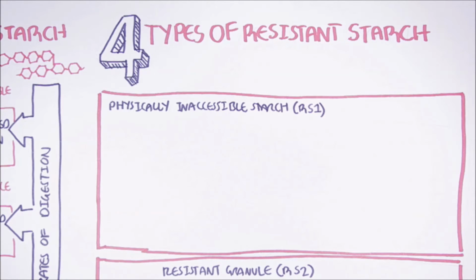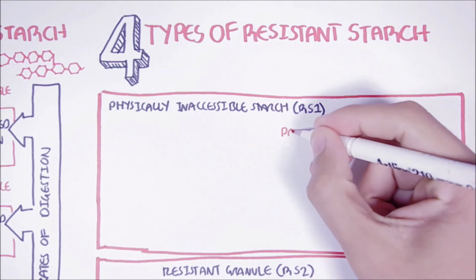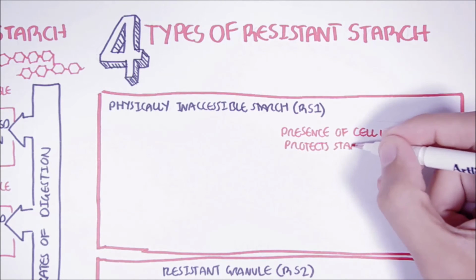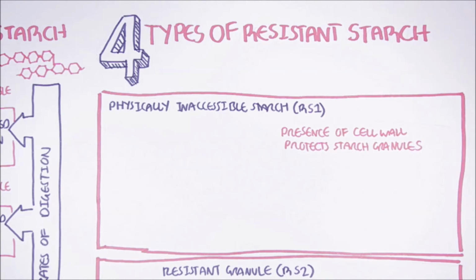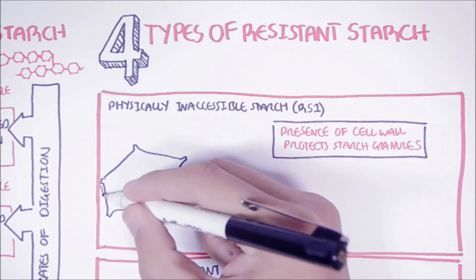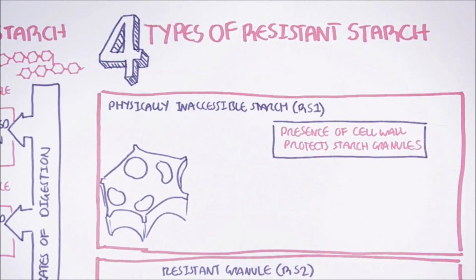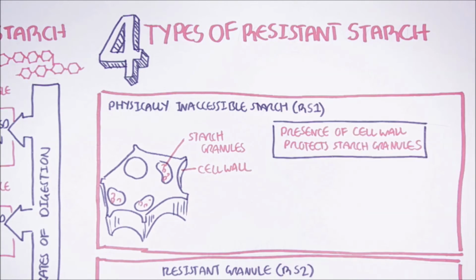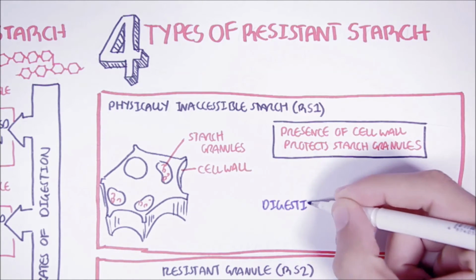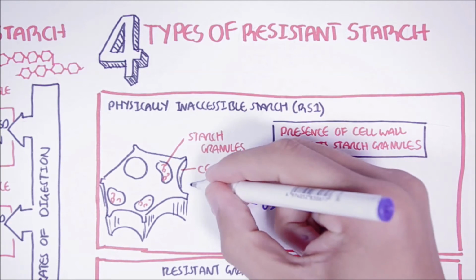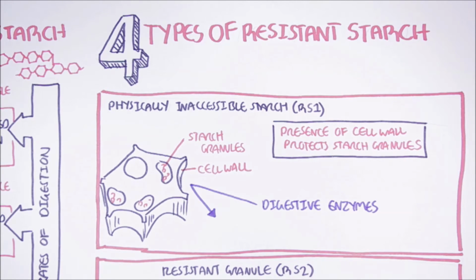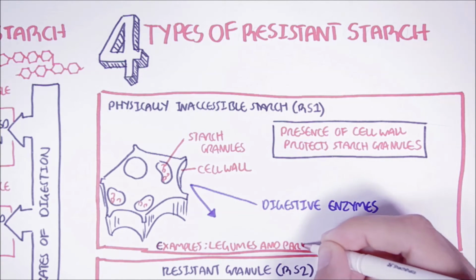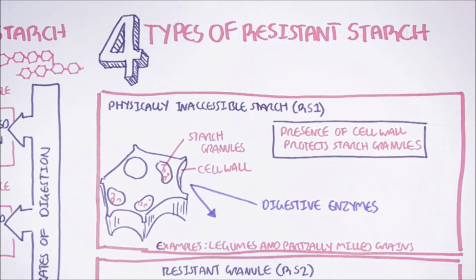So type 1 resistant starch is a physically inaccessible starch because it is physically inaccessible. A good example of this is the presence of the cell wall that protects the starch granules. So here is a plant cell with its tough cell wall. Here are the starch granules within the plastids. And so with the cell wall, the digestive enzymes secreted by humans cannot access the starch. Foods that are high in type 1 resistant starch are legumes and partially milled grains.